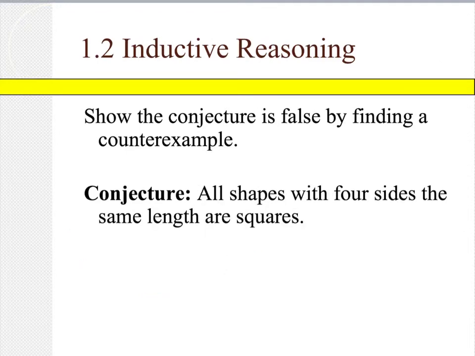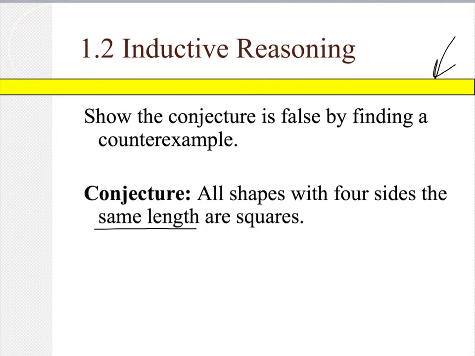Give this one a shot. It's the last note of the day. Give this one a try and see how we come up with it. Alright, so notice the conjecture. It says all shapes with four sides the same length are squares. Can you think of a shape that has the exact same length but is not a square?